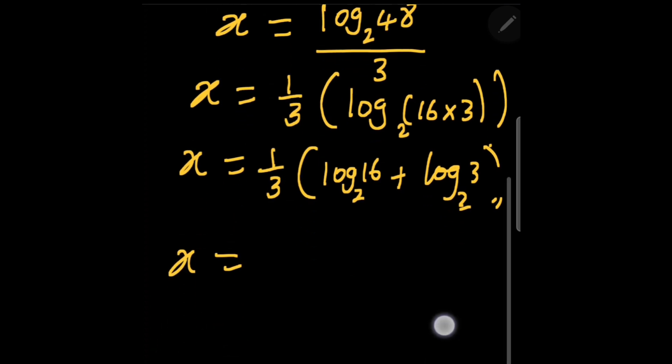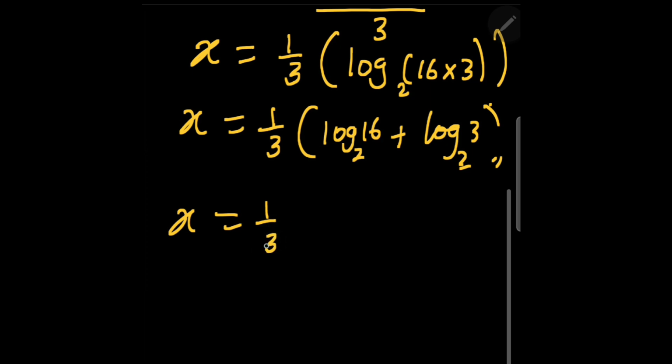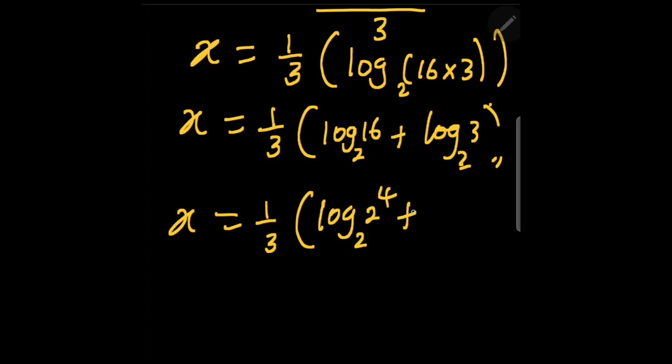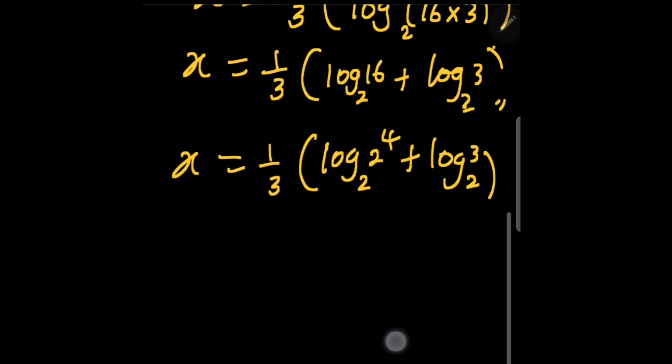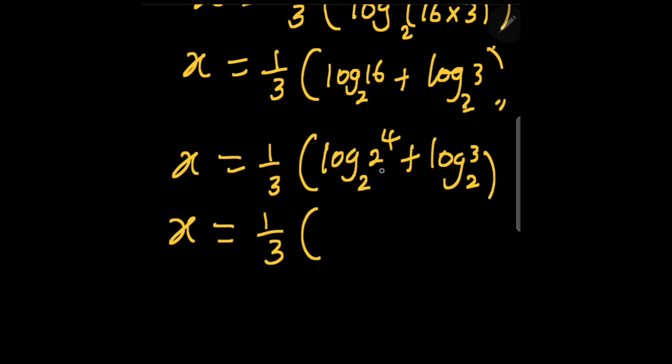To simplify further, we're going to have x equal to 1 over 3 into the bracket of log of 16, which is the same as 2 raised to the power of 4, to the base of 2, plus log of 3 to the base of 2. Now we have x equal to 1 all over 3 into log of 2 raised to the power of 4 to the base of 2, which is going to give us 4, because log 2 to base 2 is 1. So the whole of that is going to be 4, then plus log of 3 to the base of 2.